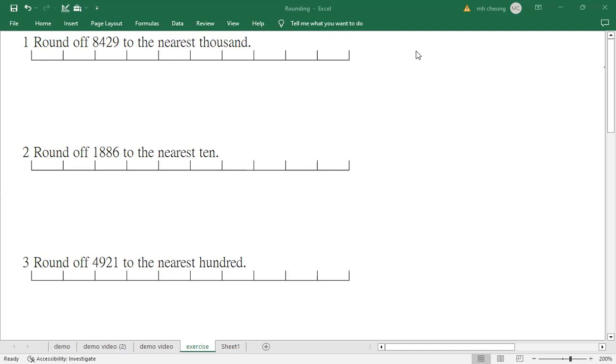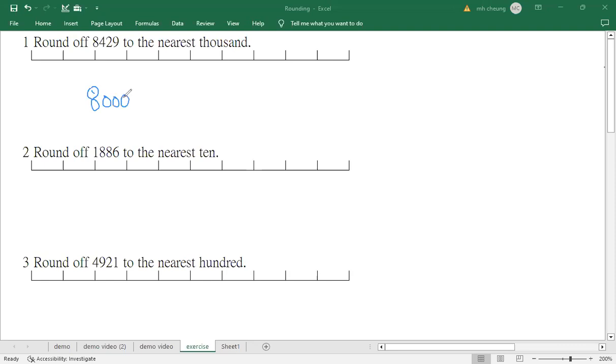Number 1, round off 8,429 to the nearest thousand. We want to see how many thousands it is roughly equal to. And the answer is 8,000.